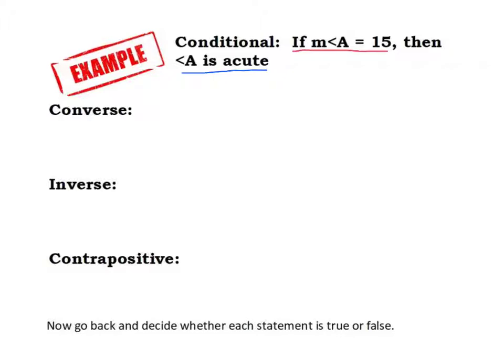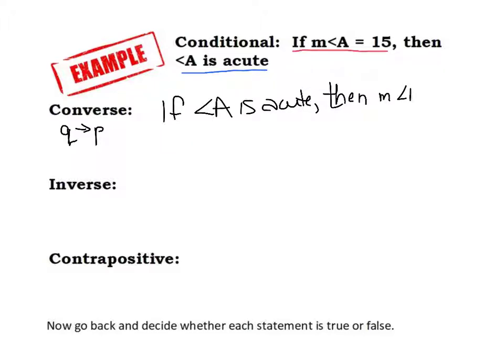For the converse, you're going to have to peek back at that previous slide to remember what each one of these does. The converse actually switches the if and then. If you look back, it says if Q, then P. It switches the order, so I'm going to write that. If, and I'm going to switch it around, angle A is acute, then the measure of angle A equals 15. Right now we're just going to practice writing these, and we'll come back and talk about them.